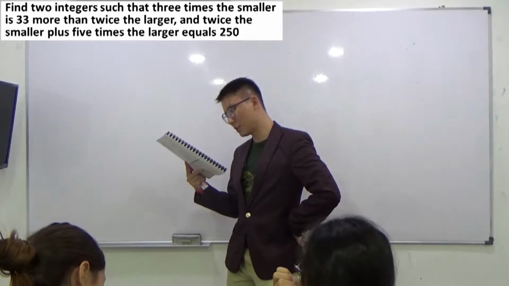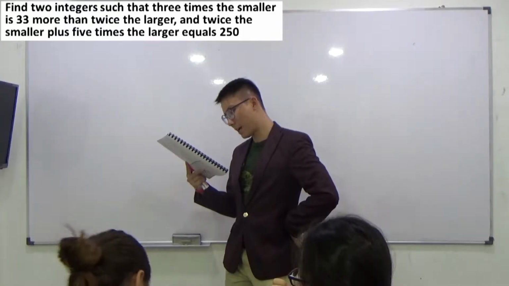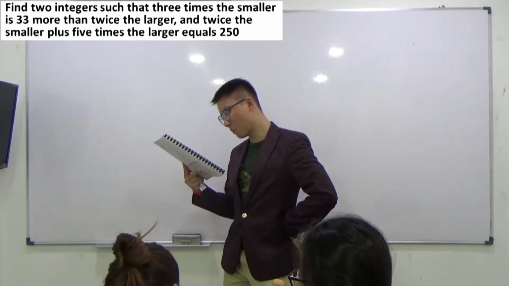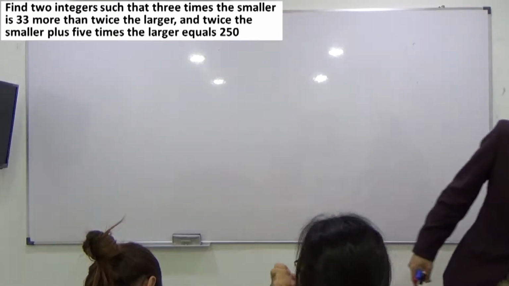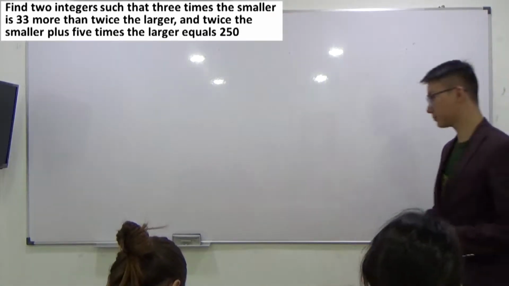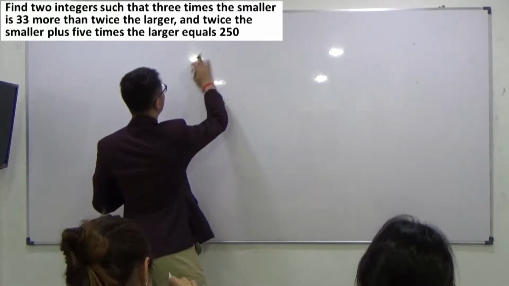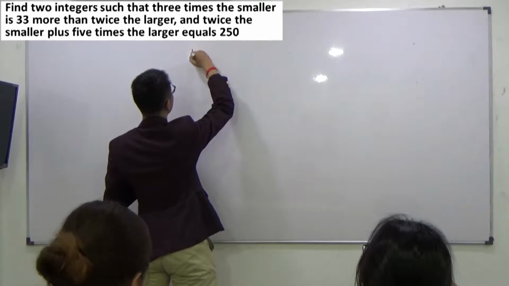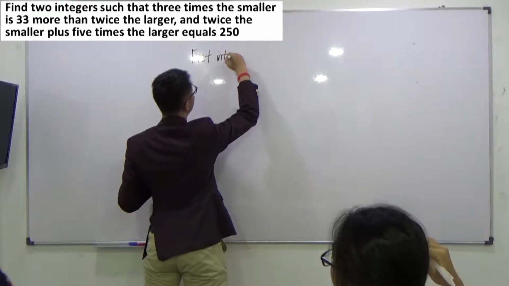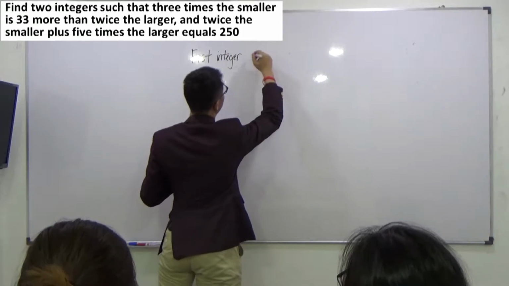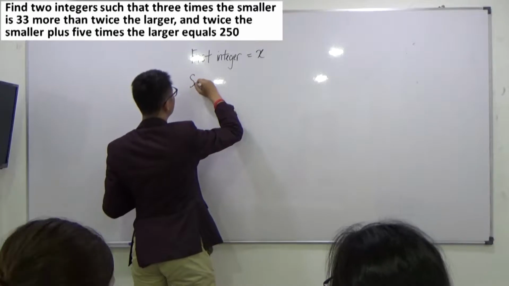So there are two integers. This is what we know so far. There are two integers, and 3 times the smaller. Okay, first of all, you have to know that there are two integers. You can express the first integer as x.